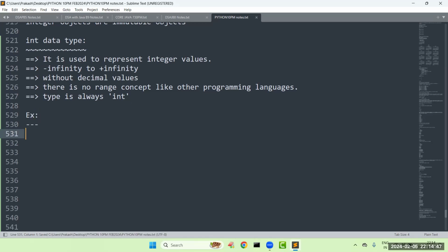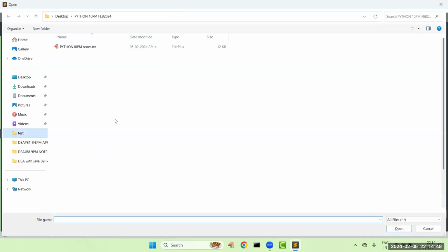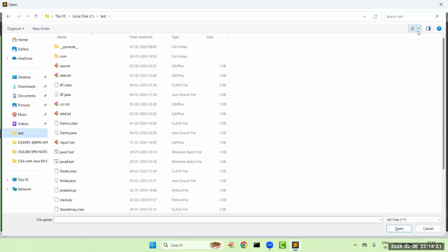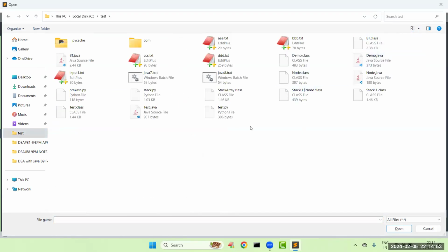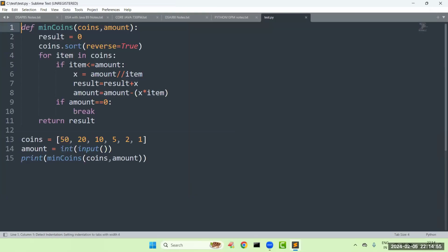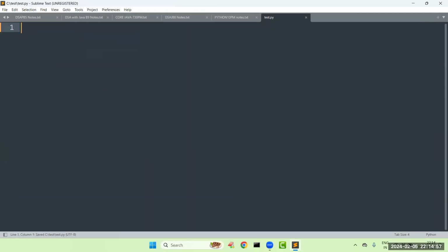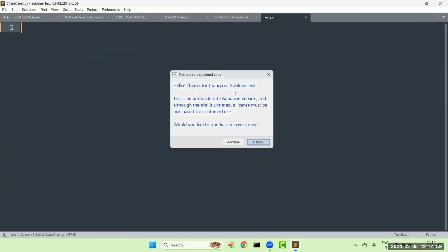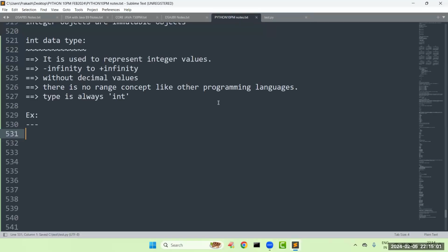If you want, let us take one simple Python program and we will see how it is going to work. So what is meant by the range concept? Range means this is the minimum value, this is the maximum value. Such terminology is not there. If you take other languages, we have limitations, right? Minus 128 to plus 127, like that we have. Here, that kind of concept is not there.